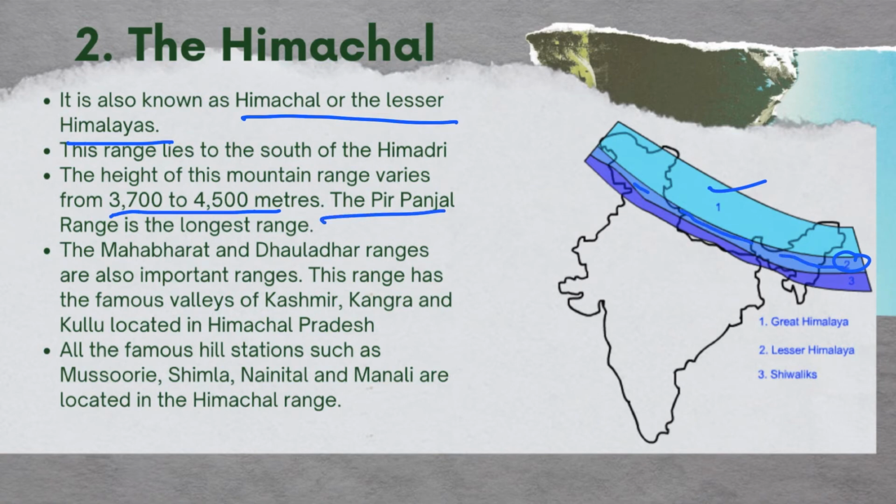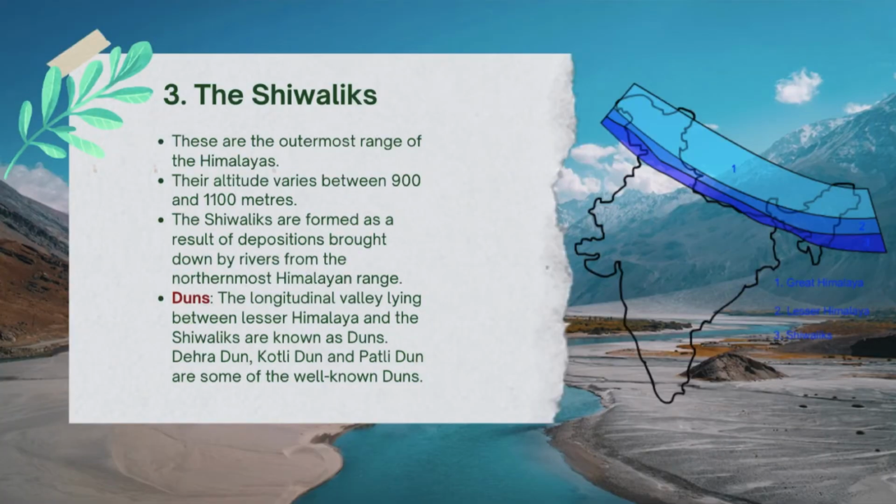There are other mountain ranges such as the Mahabharat and Dhauladhar. Kashmir, Kangra, Kulu, and Himachal Pradesh are also located in this zone. Some hill stations like Mussoorie, Simla, Nainital and Manali are located in this Himachal range. So that was the second. The third, the last one we are talking about, is called Shivalik, or Outer Himalayas.